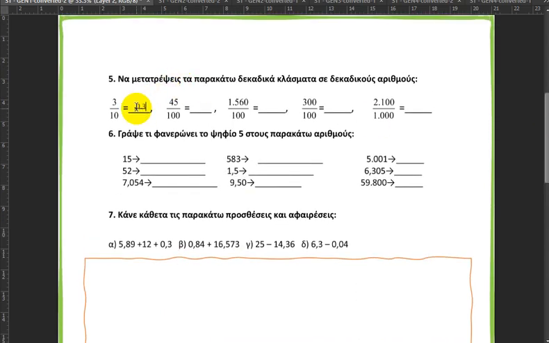3/10 is equal to 0.3. 45 100ths is 0.45. This is equal to 15.6. This is equal to 3. This is equal to 2.1.